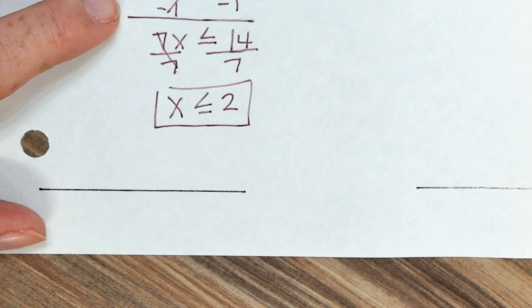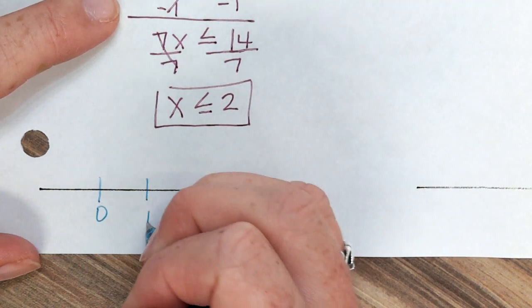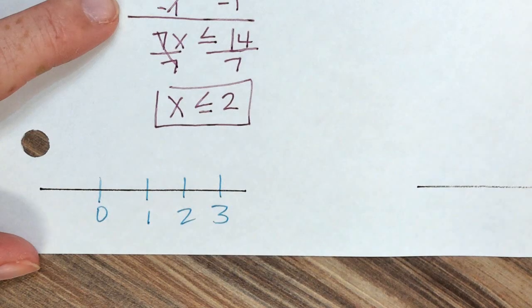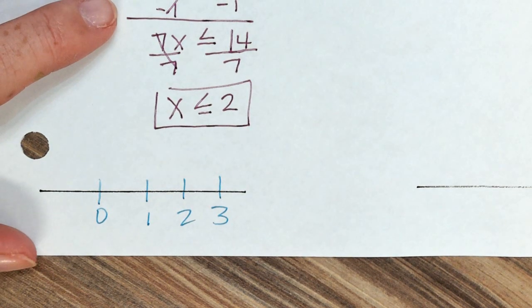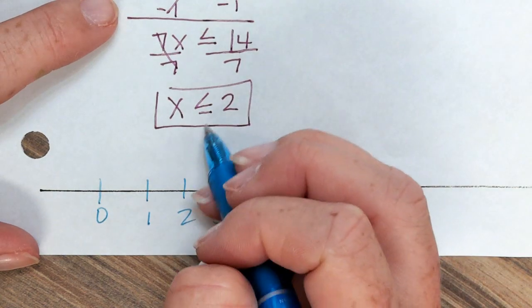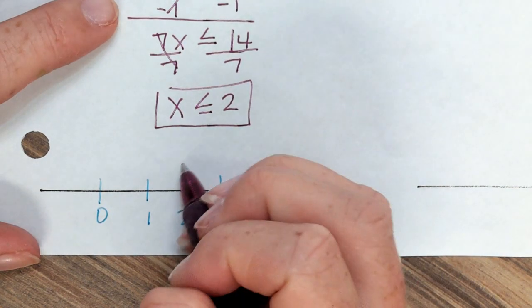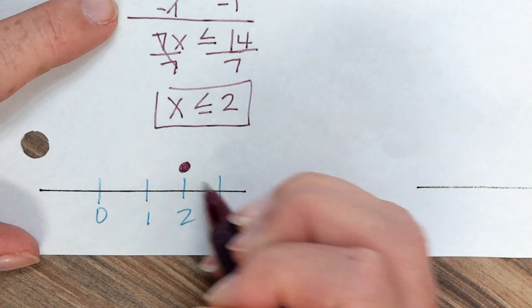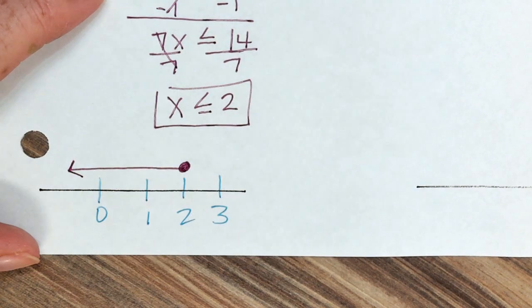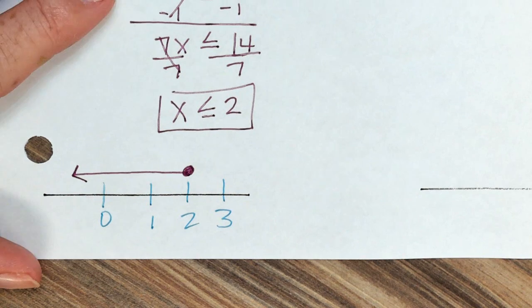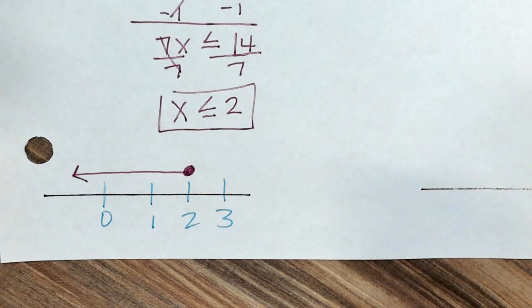I come down to my number line, and I need to put 2 on there. Here's 0, 1, 2, 3. What kind of circle is it going to have? Closed. Above the 2. Which way is the arrow going to go? To the left. Less than. Do you have to put the 3? No, when they give you a blank number line, you can put what you want as long as it's correctly done.